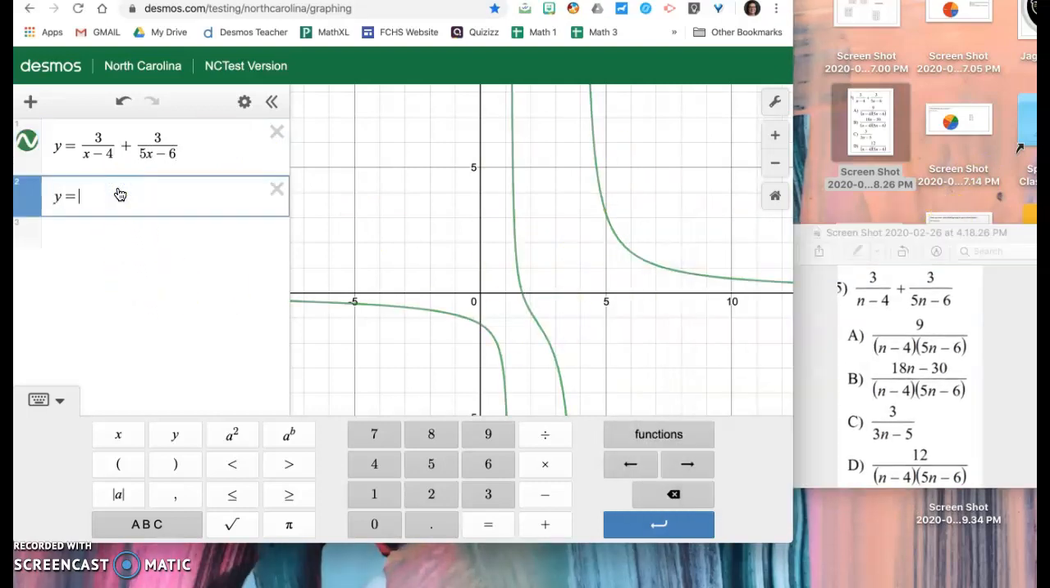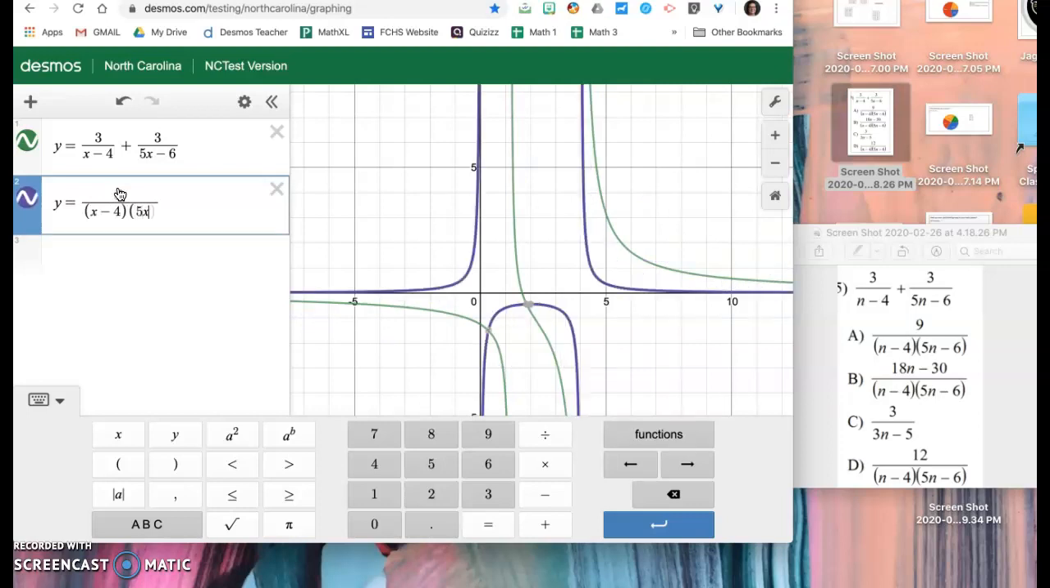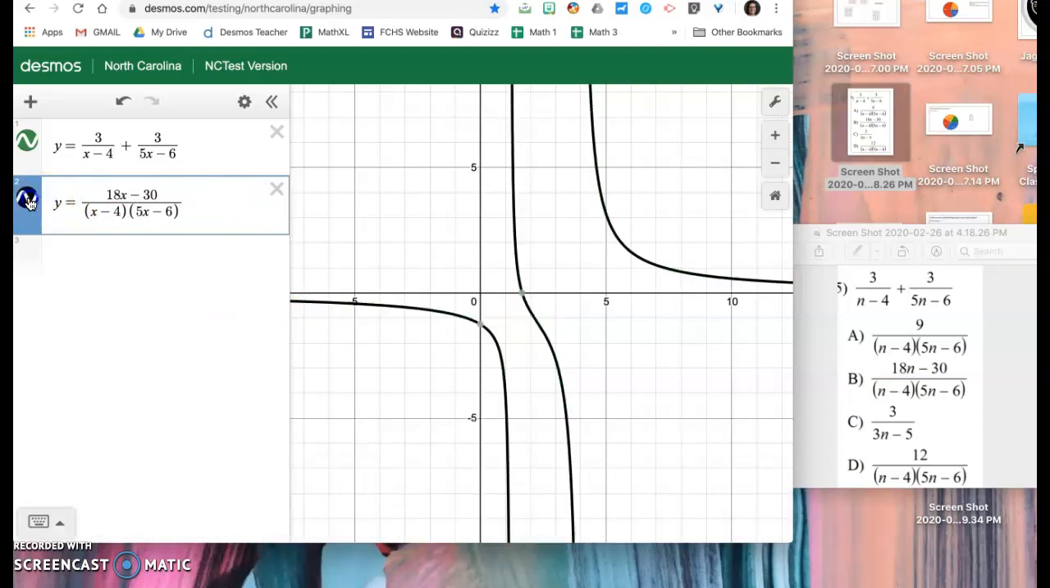Alright, so I'm going to start with A. So I have y equals 9 over x minus 4 and 5x minus 6. I should be able to clearly see that that is not the right answer because the graph doesn't match. So I'm going to delete that. I'm going to go to the next one. So I have 18x minus 30, and that's going to be over x minus 4 and then 5x minus 6. That one is the correct answer because it matches the graph. So the correct answer for that one is B.